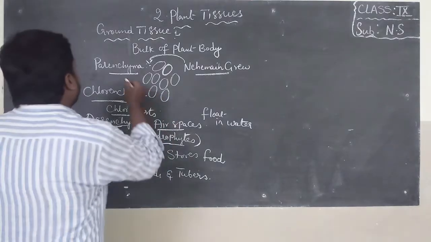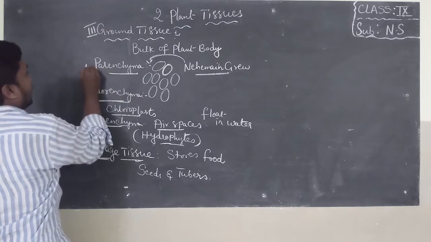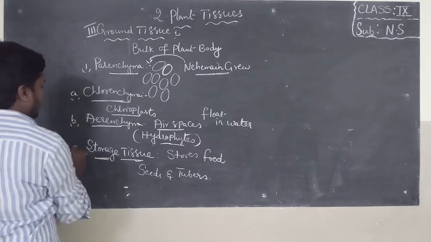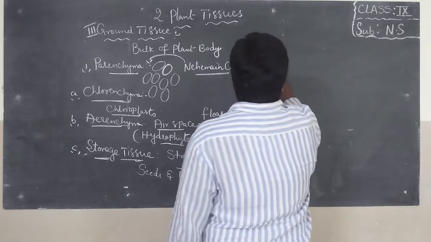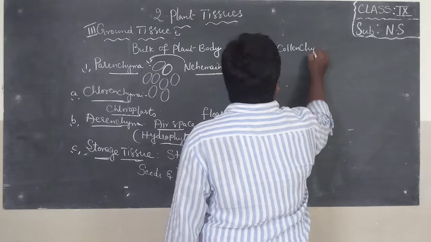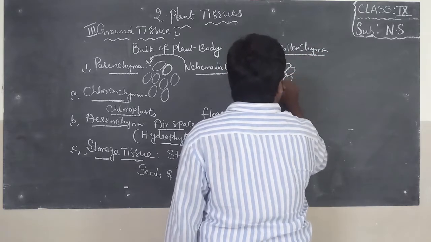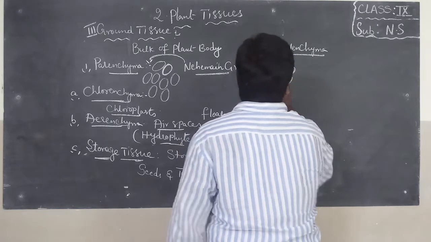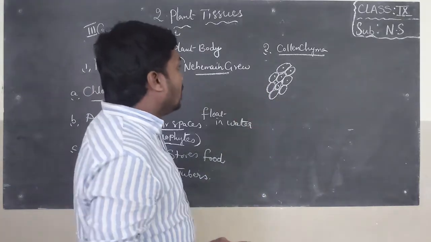Next, in ground tissue, parenchyma, chlorenchyma, aerenchyma, storage tissue. Next ground tissue is collenchyma. If you observe in collenchyma, the cells are tightly packed like this, with thick walls. Cells are tightly packed with thick cell walls.